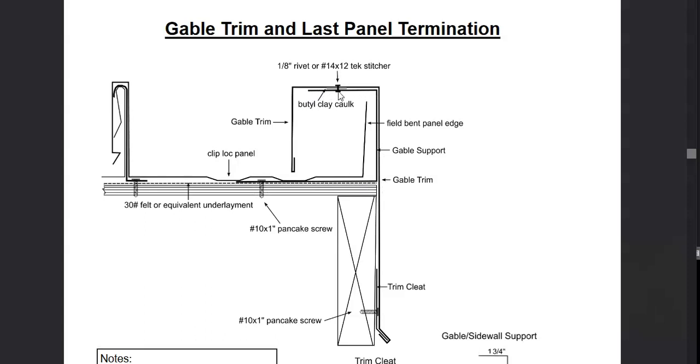It's kind of hard to see, but it's a J shape, and that gets pinned down first, and then your either rib or false rib field bent panel edge is now secured by that, and then your gable trim is supported on top of that. So little pieces like that you'll want to include on the trim list.